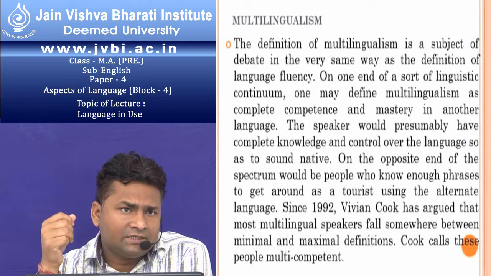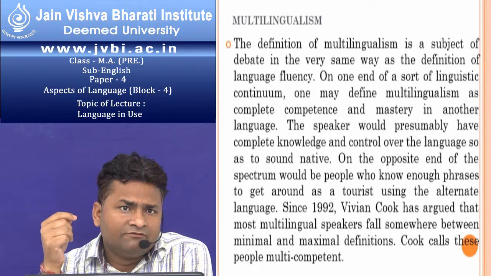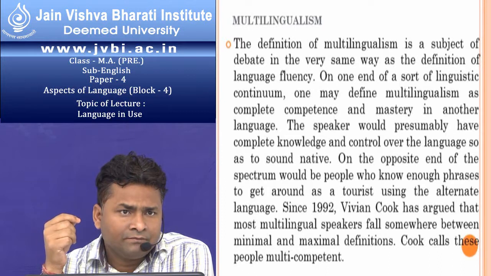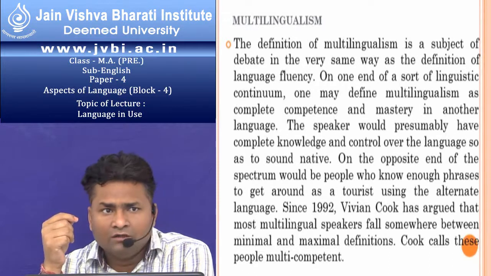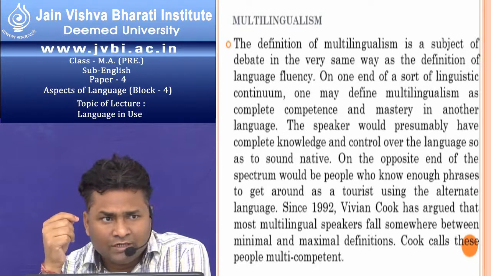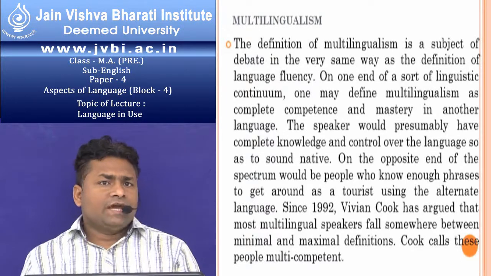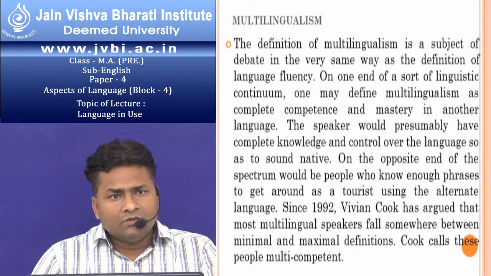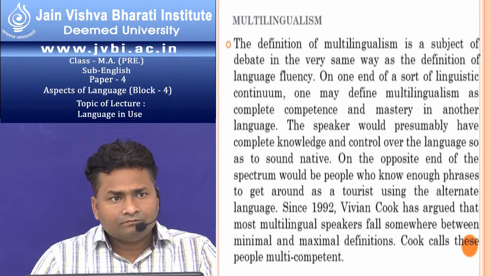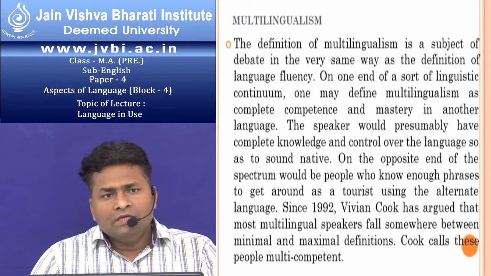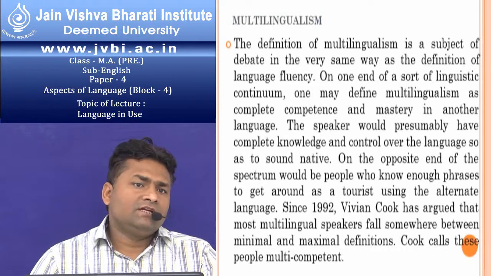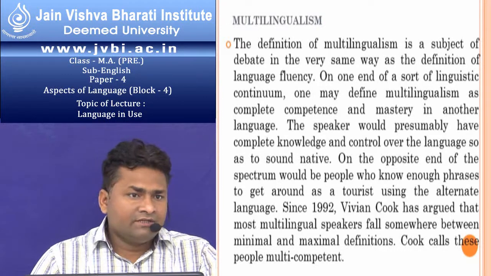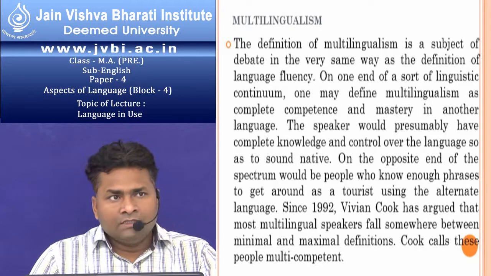The definition of multilingualism is a subject of debate in the very same way as the definition of language fluency. On one end of a linguistic continuum, one may define multilingualism as complete competence and mastery in another language. The speaker would presumably have complete knowledge and control over the language so as to sound native. On the opposite end of the spectrum would be people who know enough phrases to get around as a tourist using the alternate language. Since 1992, V. J. Cook has argued that most multilingual speakers fall somewhere between minimal and maximal definitions. Cook calls these people multicompetent.